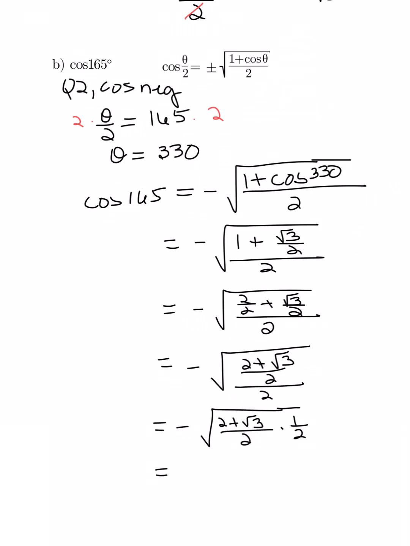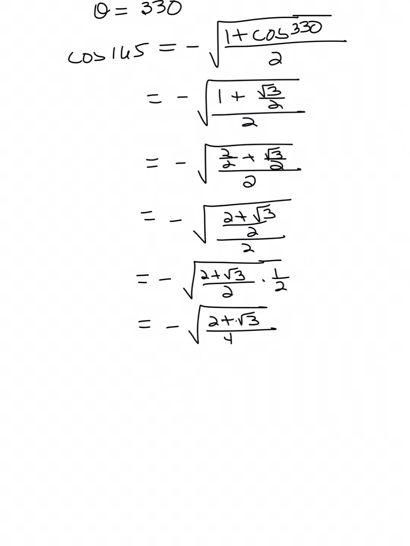This now gives us the negative square root. Now we're going to multiply those two fractions. 2 plus the square root of 3 times 1 equals 2 plus the square root of 3. On the bottom, 2 times 2 equals 4. What you may not remember if you haven't done it for a little while is that when you have a fraction inside a square root, you can separate it into a fraction containing two separate square roots. This is a square root property.